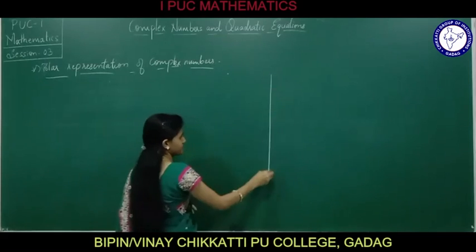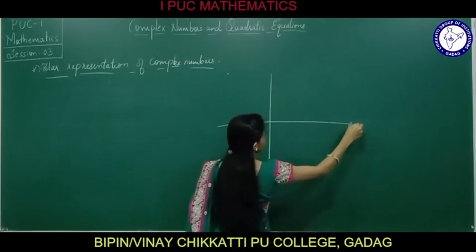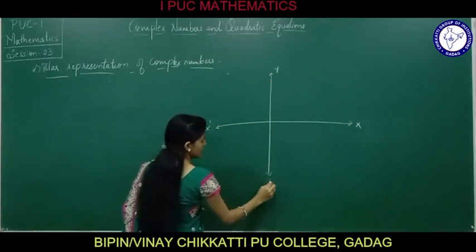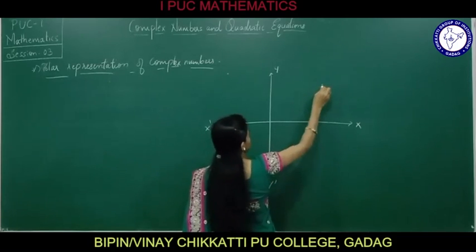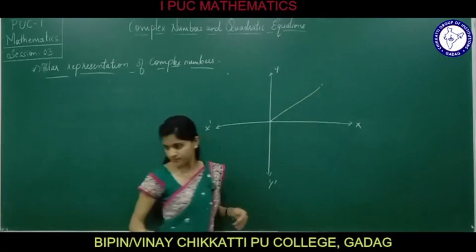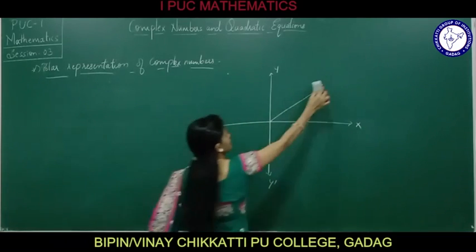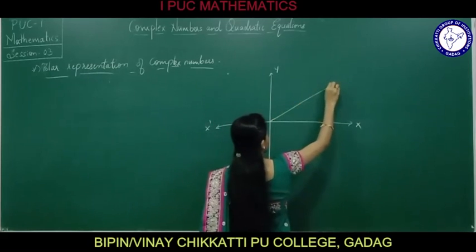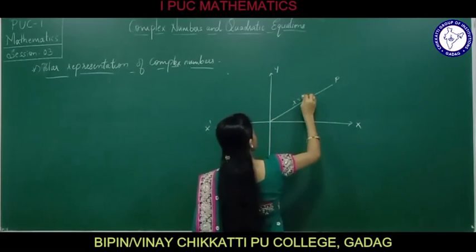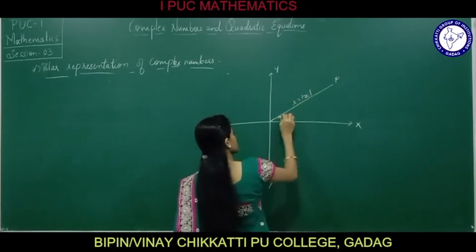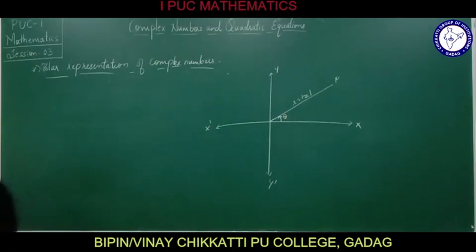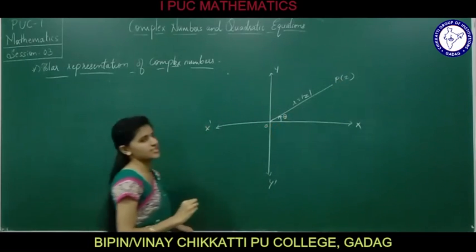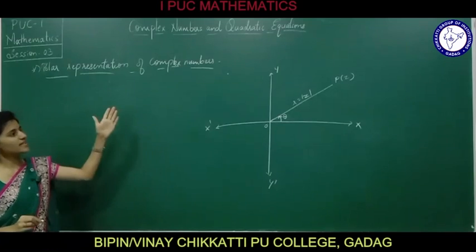Just draw it. Same, x, y, x dash and y dash, p, r, it is modulus of z. Let this be the angle theta. P of z, origin. Then what we are going to write? Let P be any point.